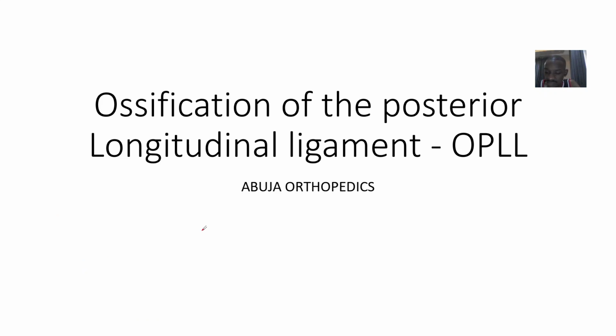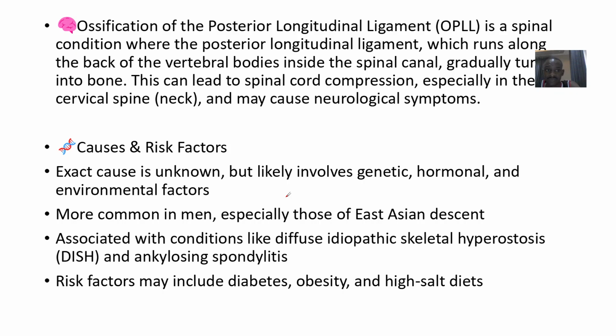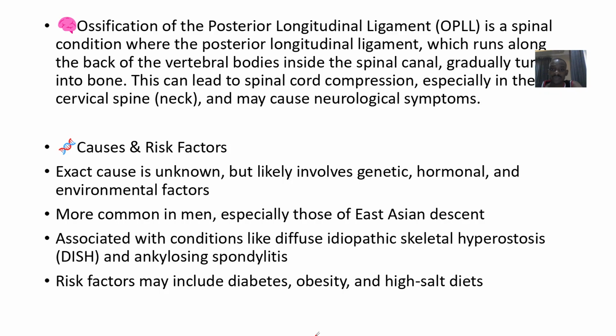So there's another ligament issue which we'll get to look at, and this is what is known as what? Ossification of the posterior longitudinal ligament. So for this one, it's just a spinal condition. This is where the posterior longitudinal ligament, now this is a ligament that runs along this place. Okay, so the ligament is actually what gradually turns into bone.